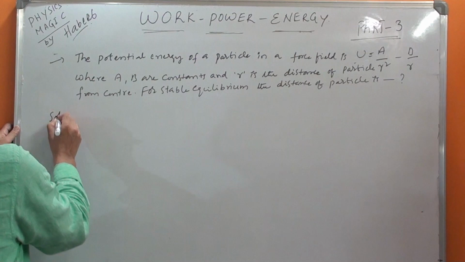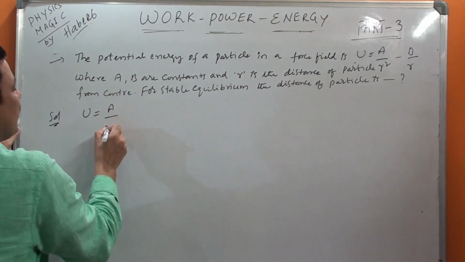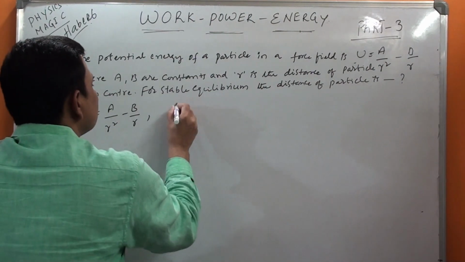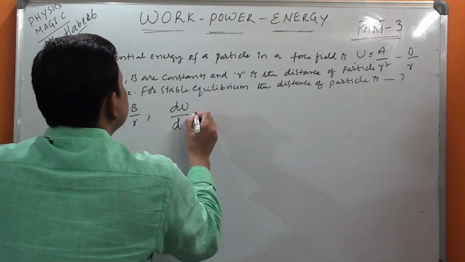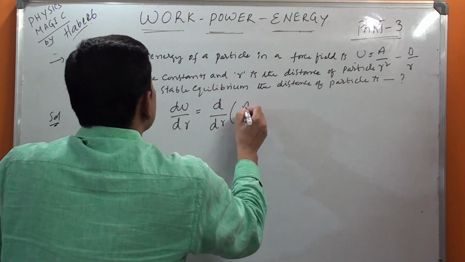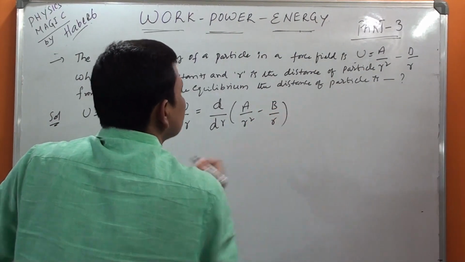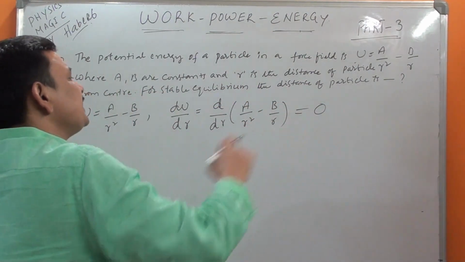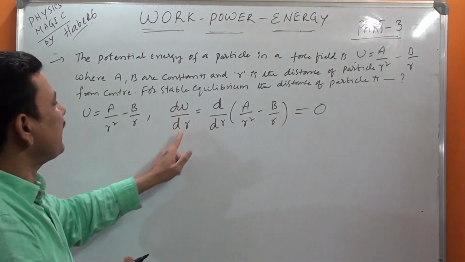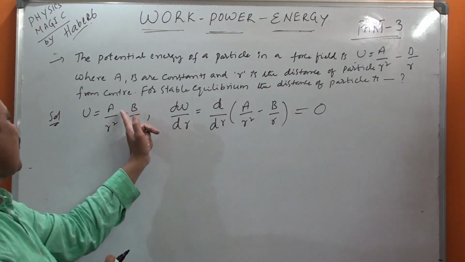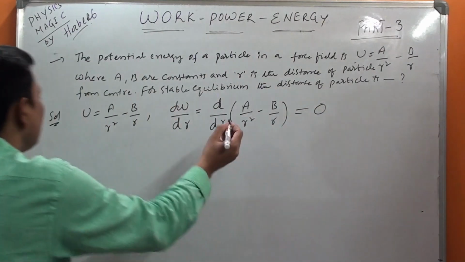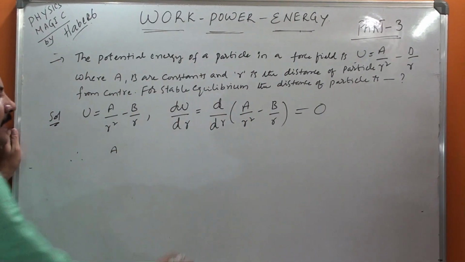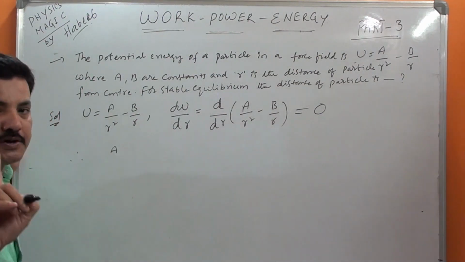But first of all, let us take U as given, A by R square minus B by R. And you know well, first what you have to find is the slope. So dU by dR is equal to d by dR of A by R square minus B by R. But this must be equal to 0 because the condition is that only. At any equilibrium, you know the slope is equal to 0. So dU by dR is 0. U is given this one. So d by dR of this U I wrote here. Now let us differentiate this. Now how to do the differentiation? Therefore, differentiation of this one, A you write as it is. Now R square is there. R square means I am going to tell you a technique.